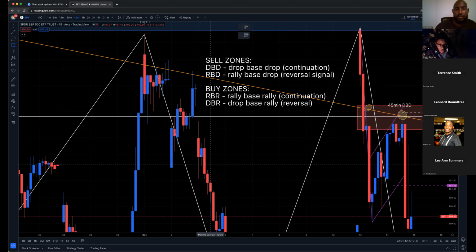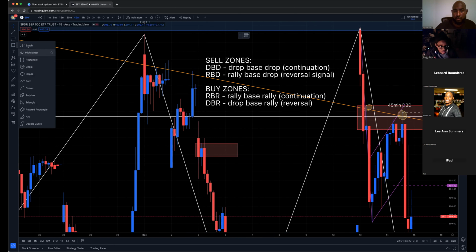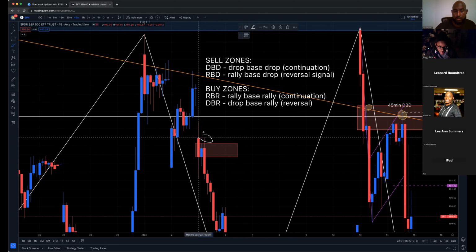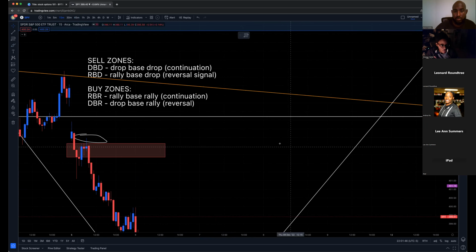Okay, so this area right here, this is a drop base drop structure. All right. And for drop base drops, you want to do the bottom of the body all the way to the top of the wick. Sometimes, again, nothing in trading is absolute. You see the market came outside of here. So your best practice, if you think you're seeing what you're seeing, wait for it. Go down to a smaller time frame.